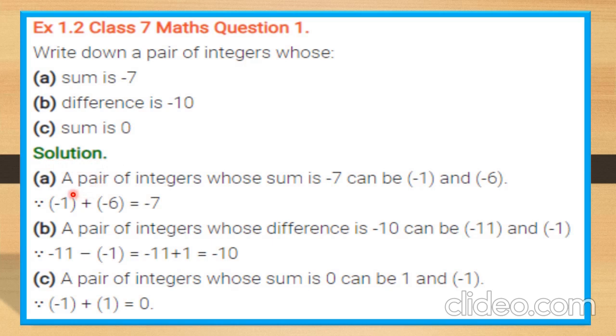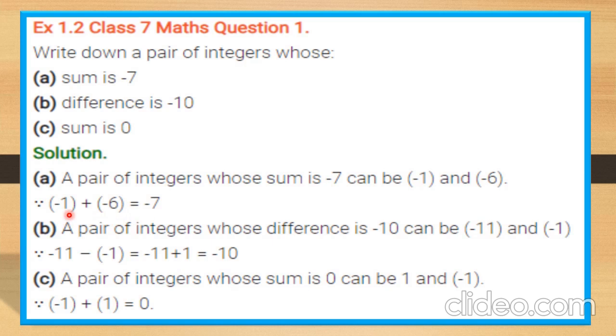So the first one, that is a, sum is -7. So here are the two integers, -1 and -6. So this is the answer, -1 and -6. Now how are you getting -7? When we add these two, we should get -7.